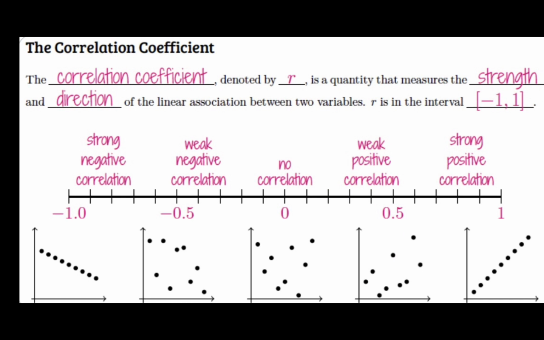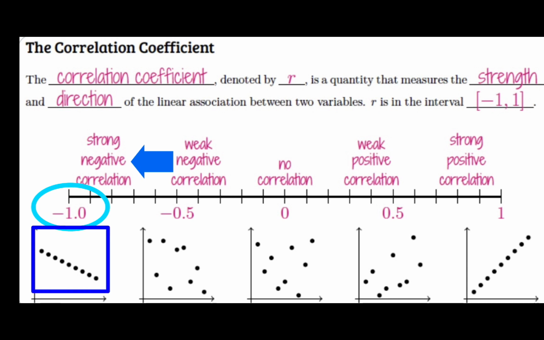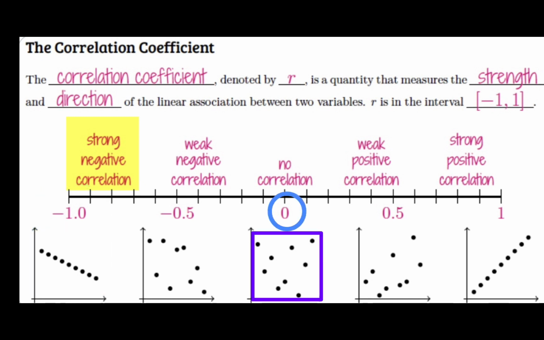The closer you are to the -1 on this side, the closer you are to the -1, the stronger the relationship. The closer you are to 0, the weaker the relationship. It doesn't matter which direction you're going in.